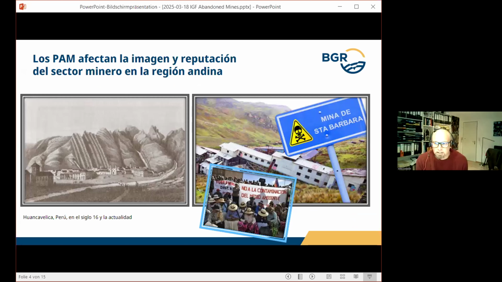On the left, you can see the city of Huancavelica in the 16th century. It's an emblematic case. The Santa Barbara mine is famous for its exploits. It was the mercury source for the Spanish crown. They needed the mercury to extract gold in Potosí. After 400 years, it is one of the poorest departments of Peru. It suffers public health issues due to environmental contamination from the mine.